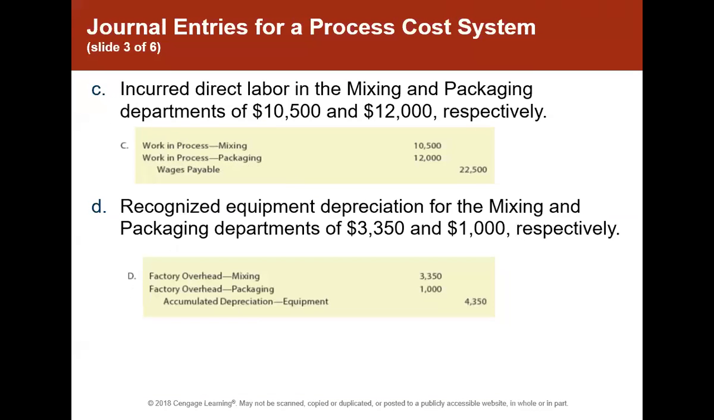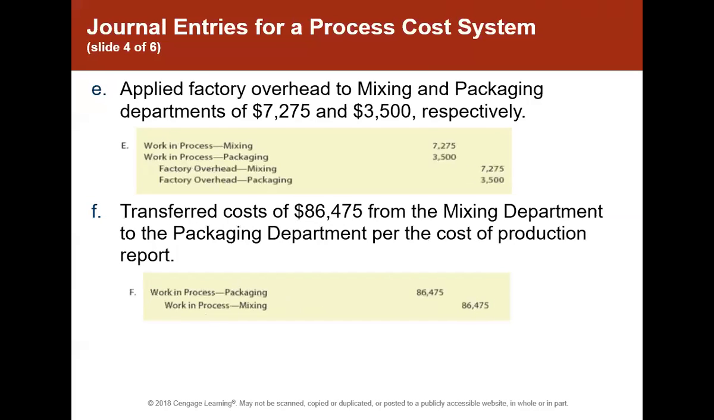Oh, that was actual overhead. I'm sorry. I'm getting ahead of myself. On Part D there, those are actual overhead costs. That's why they're debited to factory overhead and credited to accumulated depreciation. Part E is applied. So E, we applied factory overhead. Work in process gets charged for both of those applied, and factory overhead gets credited.